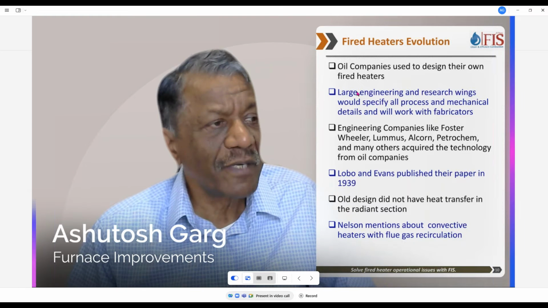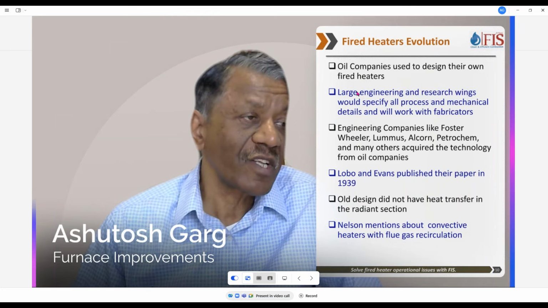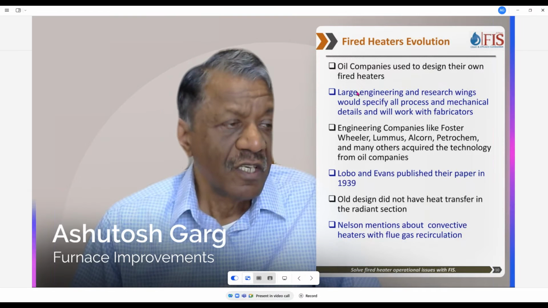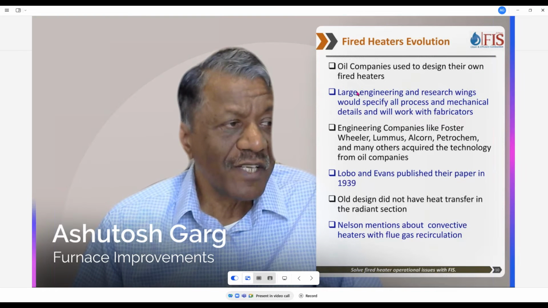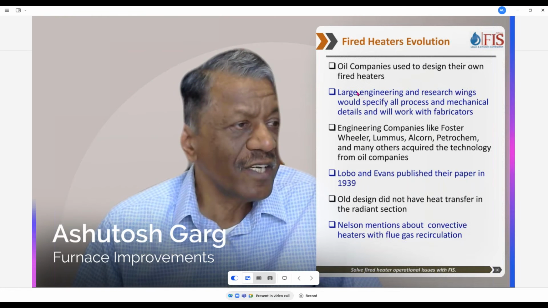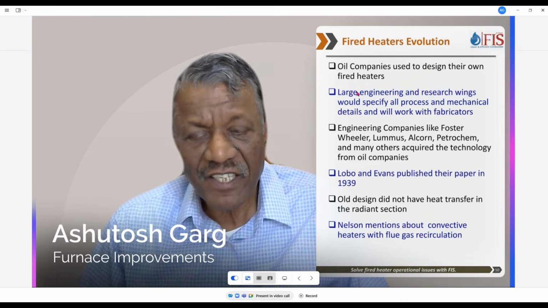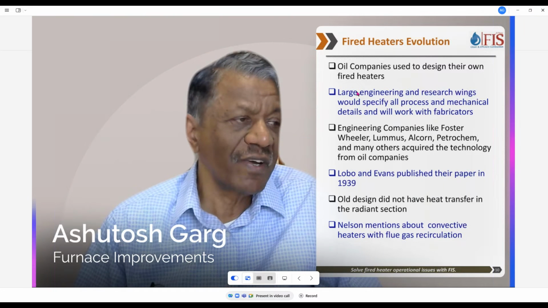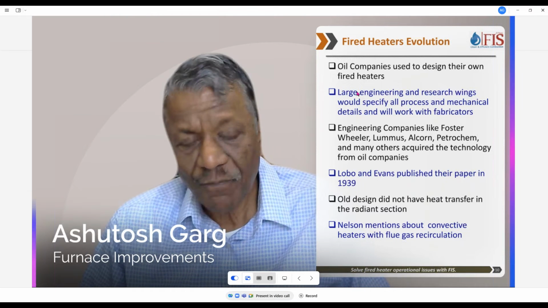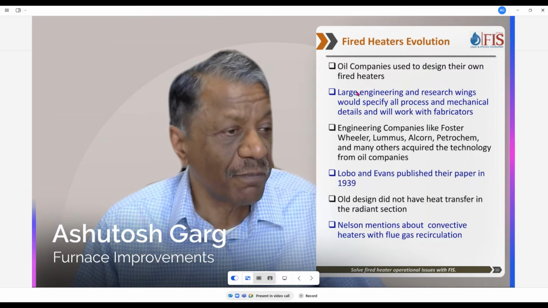Another major development was a classic paper which we still follow today, by Lobo and Evans on radiant heat transfer. And the old designs, as I showed you, did not have any heat transfer surface in the radiant sections. And in Petroleum Refining Engineering, the classic book on refining, they even talk of convective heaters with flue gas recirculation to overcome the coking issue. So that was another development which they did.